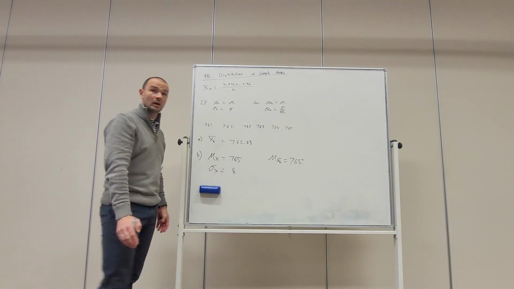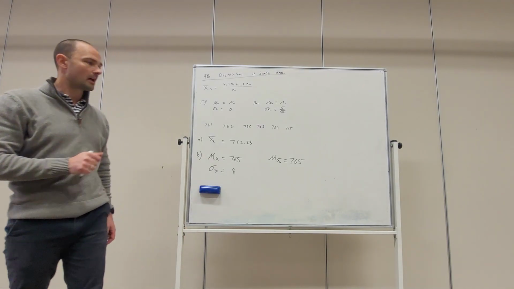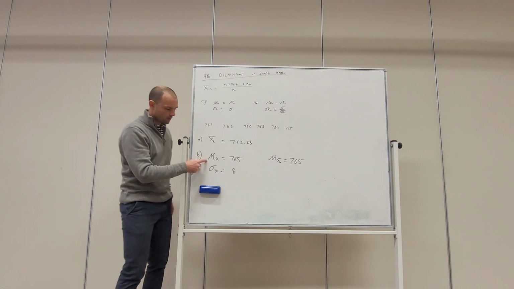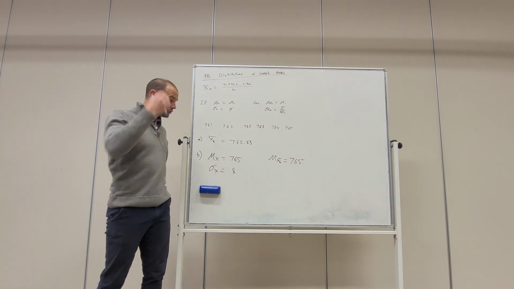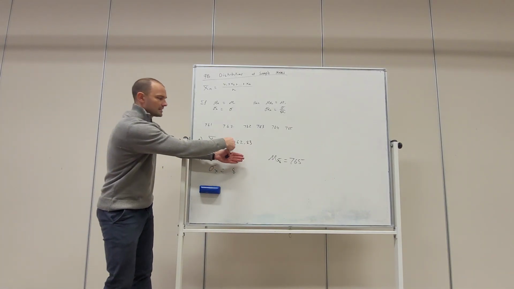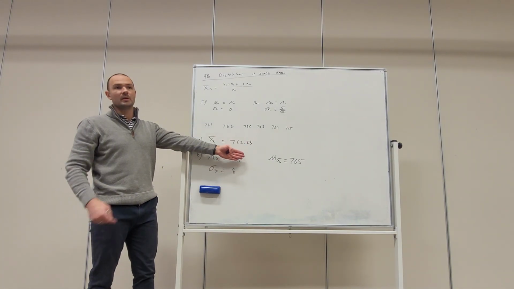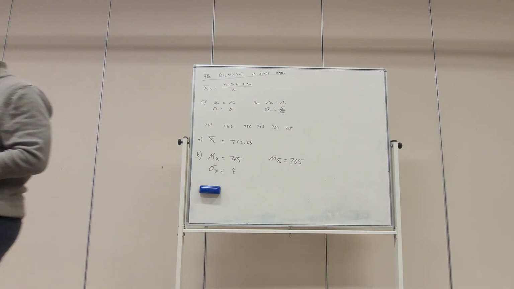If we were to do 100 observations, the mean of x̄100 would be 765 because we know the mean of the population. In the circumstance where we don't know the mean of the population, if we don't know this piece of information, we take the sample data that we're given and we assume that that is representative of the true mean. Okay, so that's the first part.